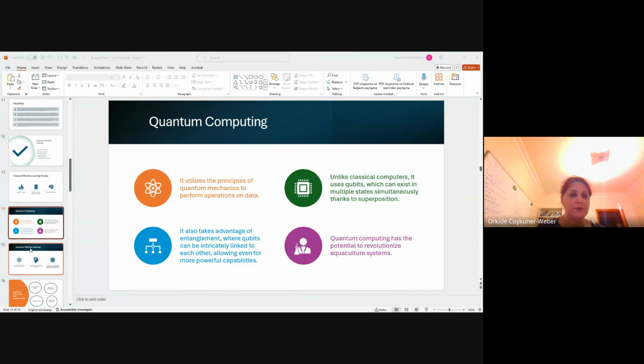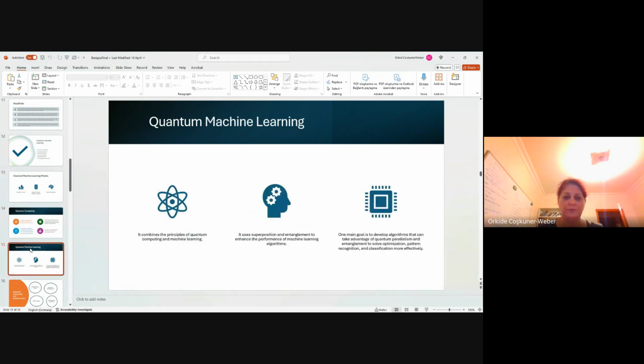When it comes to quantum machine learning, it combines the principles of quantum computing and machine learning, as we said. It uses superposition and entanglement to enhance the performance of machine learning algorithms. One main goal of mine is to develop algorithms that can take advantage of quantum parallelism and entanglement to solve optimization, pattern recognition, and classification more efficiently.